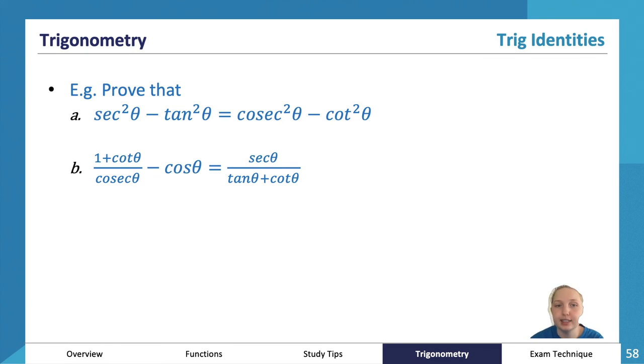Have a go at proving that sec squared theta minus tan squared theta equals cosec squared theta minus cot squared theta. Honestly, these are really hard, but they just rely on knowing your trig identities and what your reciprocal trig values are equal to. Remember that you've just learnt this stuff, so if you can't do it or you're a bit confused, don't worry about that, because you've just learnt it and you have so much time to perfect it.